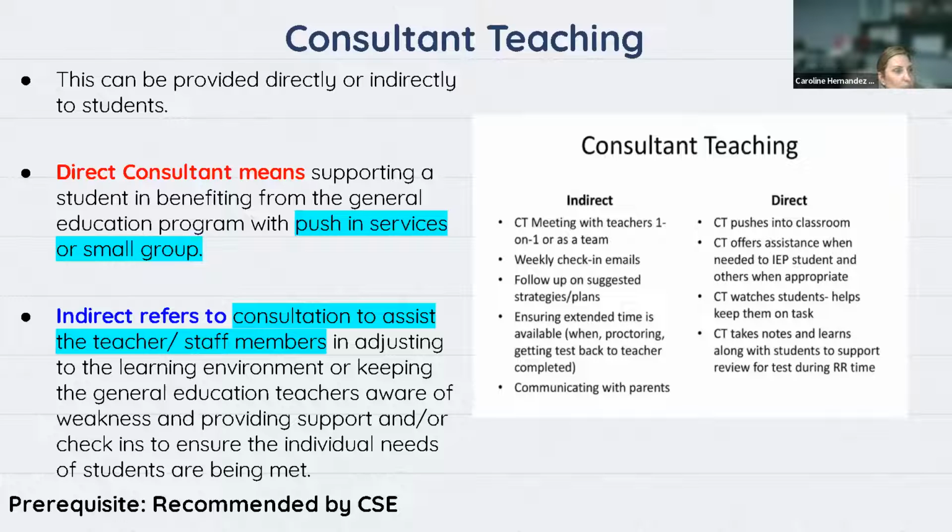So a consultant teacher might support a student in one content area, or it could be in multiple content areas, and the special education teacher might meet with the team of teachers and support them in modifying the student's assignments or making adjustments to the learning environment in order to support the student how they learn best. So it might be something where there's weekly check-ins or communication with parents. It could also be support during testing, all to make sure that this child's individual needs are being met. Again, a consultant teacher is pushing into a general education program.